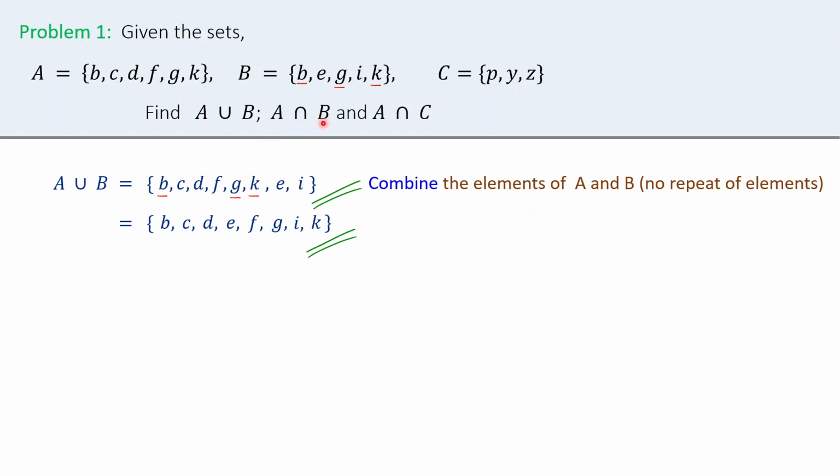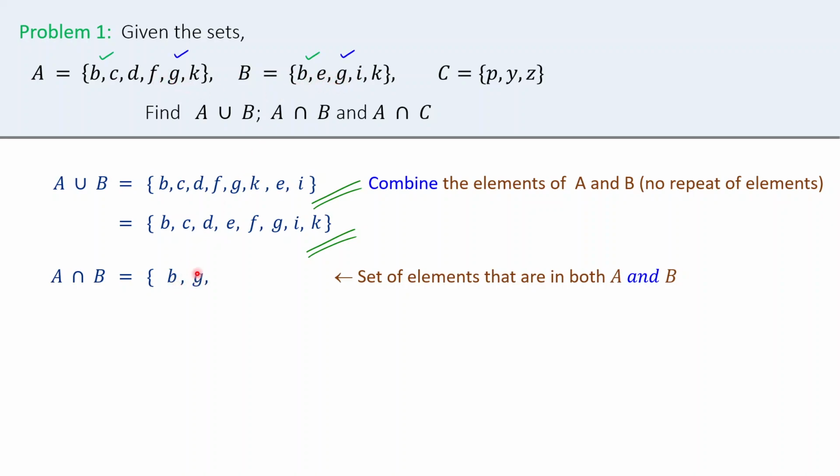Next, A intersection B. A intersection B is the set of elements that are in both set A and set B. That is, you need to write the common elements of set A and set B. B is here and here, write that. C is here but not here. D is here, not here. F is here, not here. G is here and here, write that. K is here and here, write that. This is A intersection B.